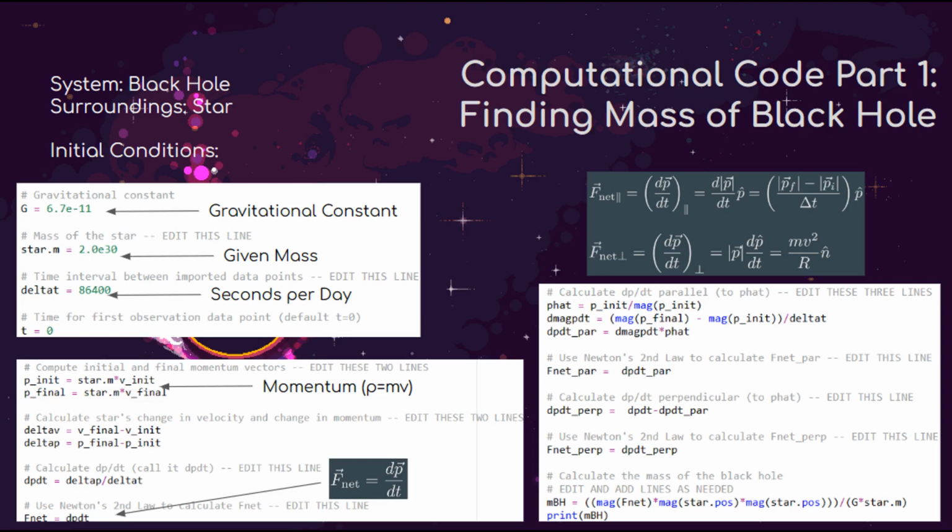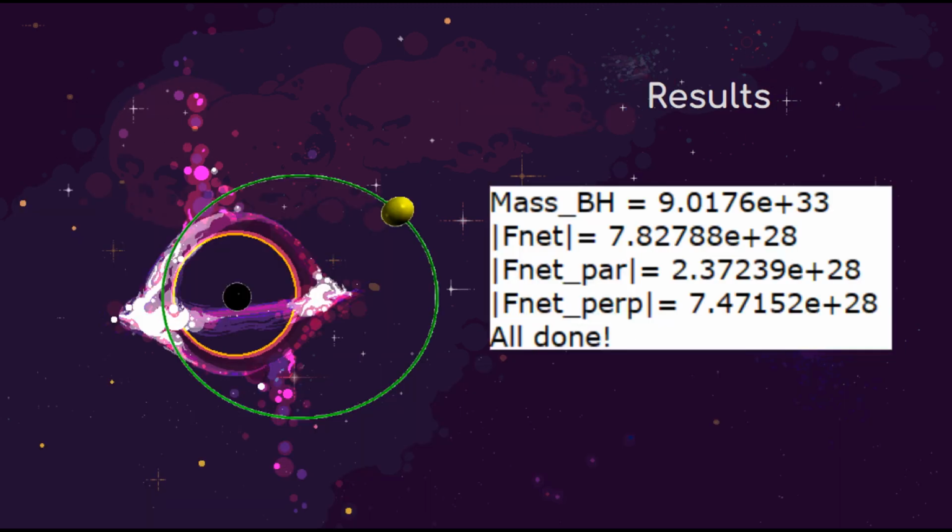In the bottom left, you can see how momentum and the derivation of the momentum principle is implemented into my code. And to your right, you can see how I've used the equations of parallel and perpendicular forces to find F net, which I plug into the formula to find the mass of my black hole. This is my resulting figure with my star orbiting the black hole. Displayed here is my net force in full, parallel, and perpendicular component values, but most importantly, we now have the mass of the black hole.